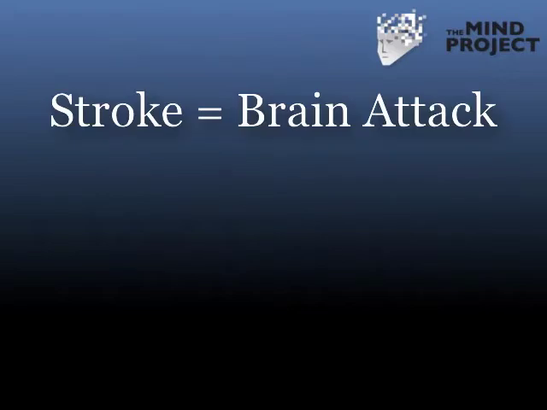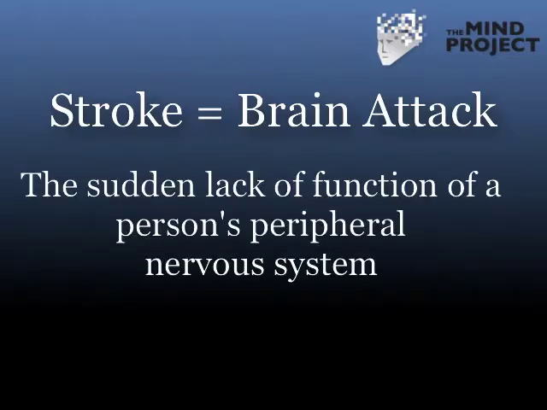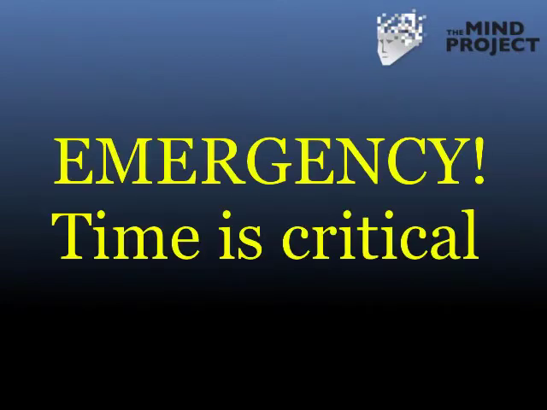A stroke, sometimes called a brain attack, is the sudden lack of function of a person's peripheral nervous system. Essentially, blood flow is interrupted, depriving brain cells of the oxygen they need. It is most certainly an emergency.